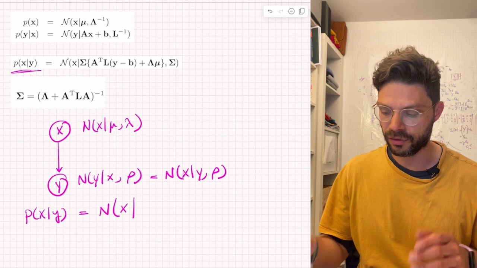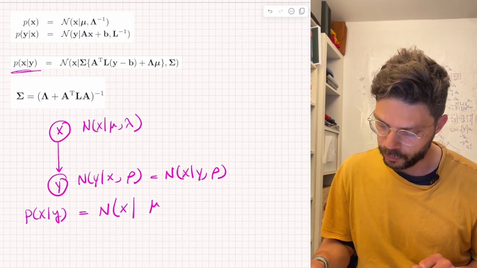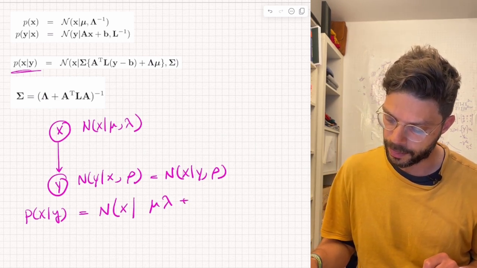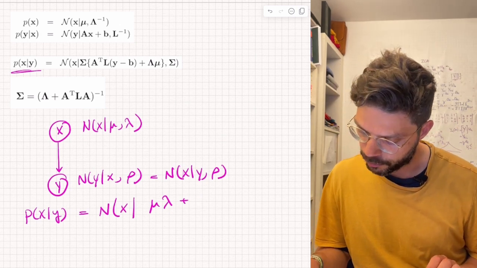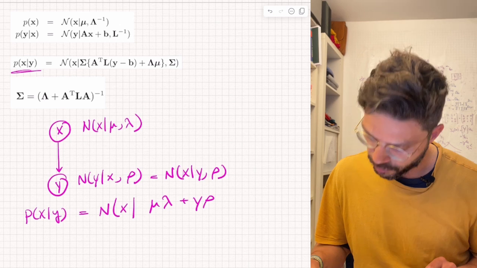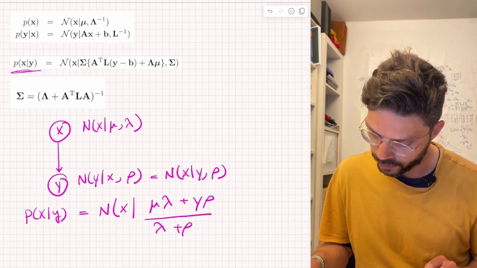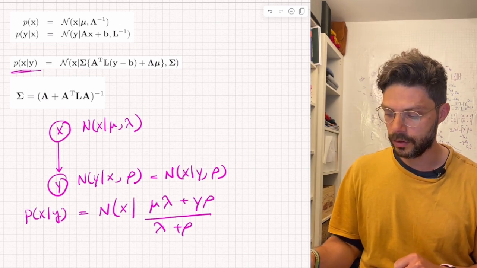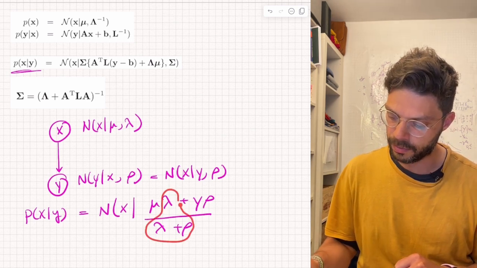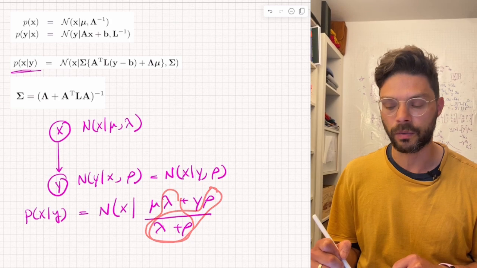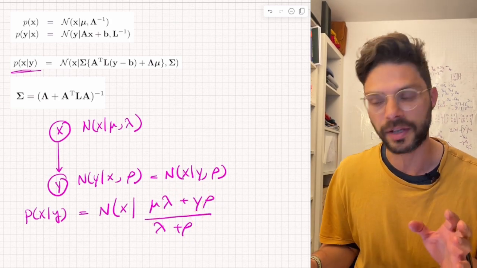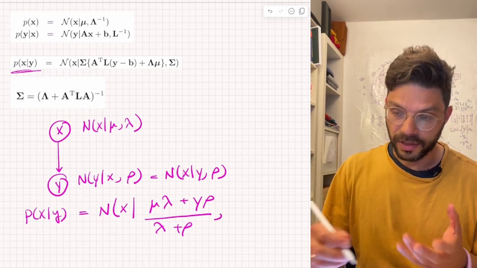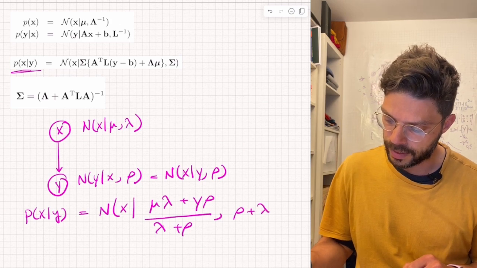x. And now the mean is going to be mu times its precision plus y, our observation, times its precision. Now we have a weighted combination, right? You see, this is a sum of the precisions. You can think of this as one weighting between 0 and 1, and another weighting between 0 and 1. The higher one of the precisions is relative to the other, the more it's going to dominate the mean. And the precision of the result is going to be rho plus lambda.